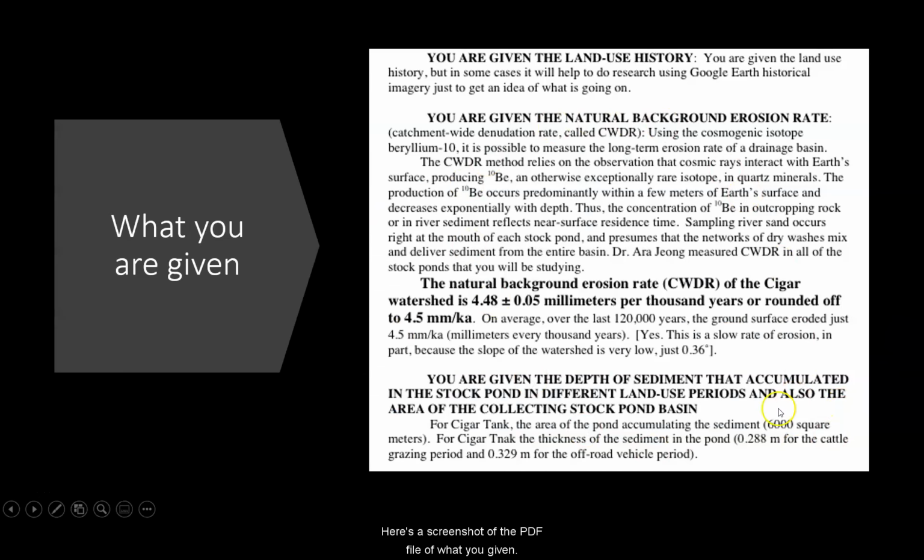Here's a screenshot of the PDF file of what you're given. You're given the land use history. You're also given my calculation for the natural background erosion rate. I used beryllium-10 to measure the accumulation of cosmogenic nuclide, and that allowed me to calculate how much soil erosion occurred over the last 10,000 years.